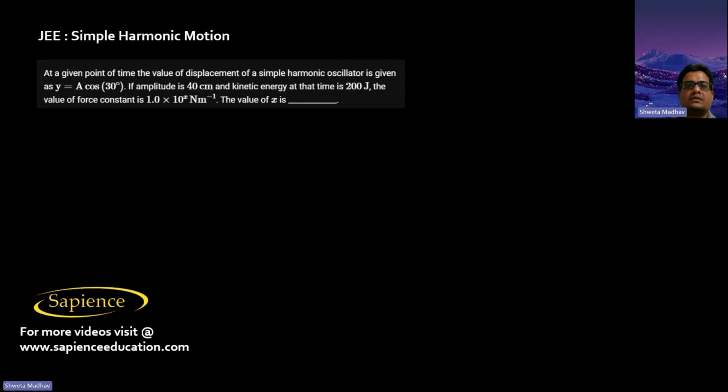Here it is told at a given point of time, the value of displacement of a simple harmonic oscillator is given by y equal to a cos 30 degree. Its amplitude is 40 centimeter, and kinetic energy at that time is 200 J. The value of force constant is 1 into 10 power x Newton per meter. The value of x is.